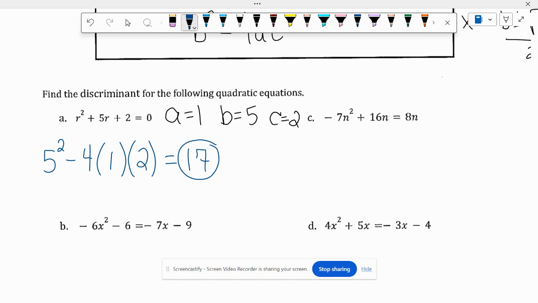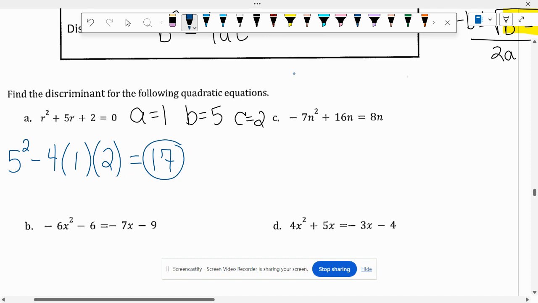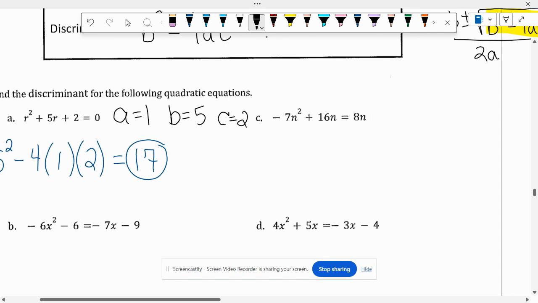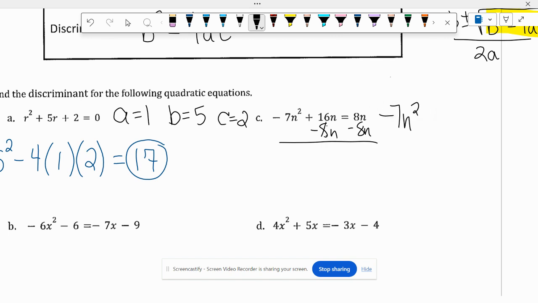Okay. So let's look at our next one. Let's look at example. I'm going to go across the page. Example C. Are we in standard form? No, we're not. How am I going to put this in standard form? Yeah, I have to subtract that 8n from both sides. So when I do that, I have negative 7n squared plus 8n equals 0.